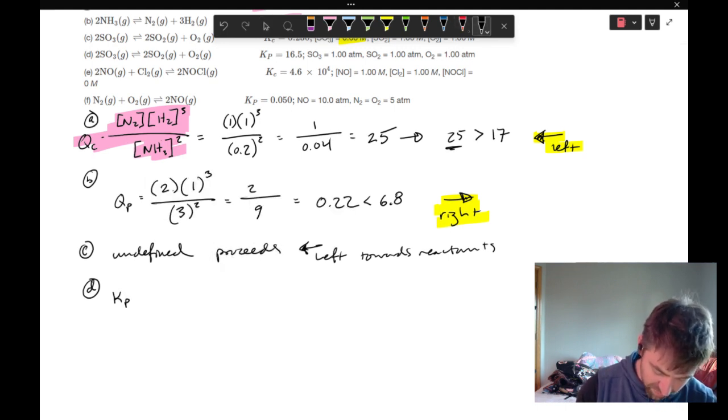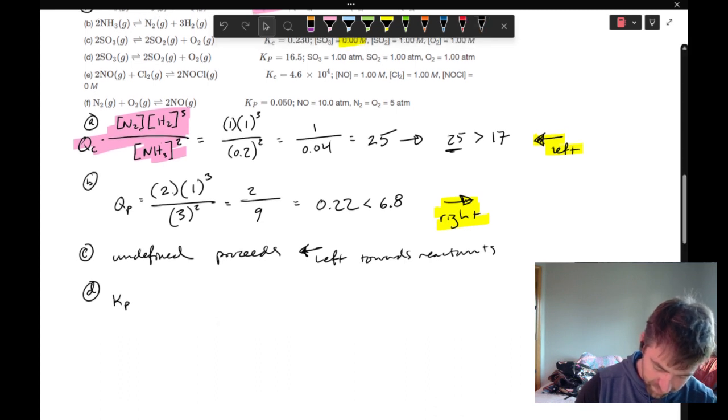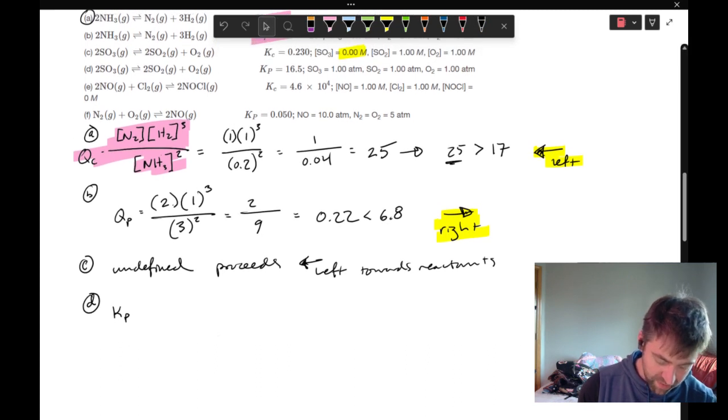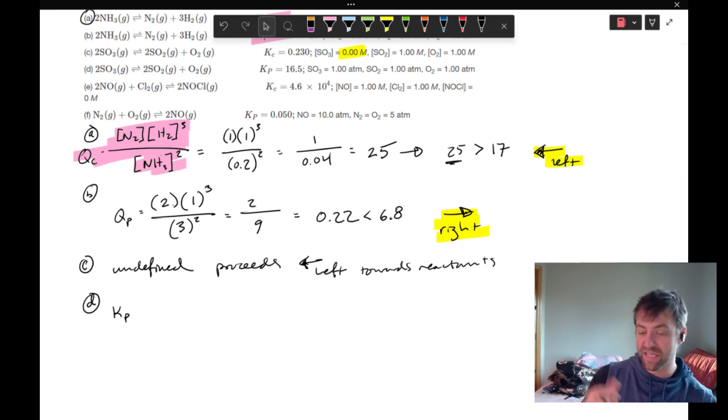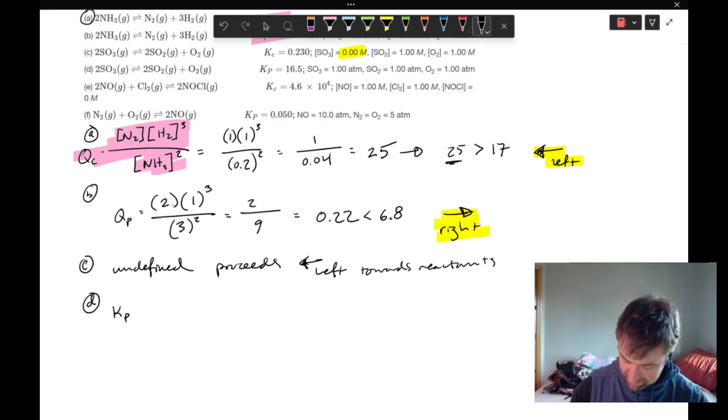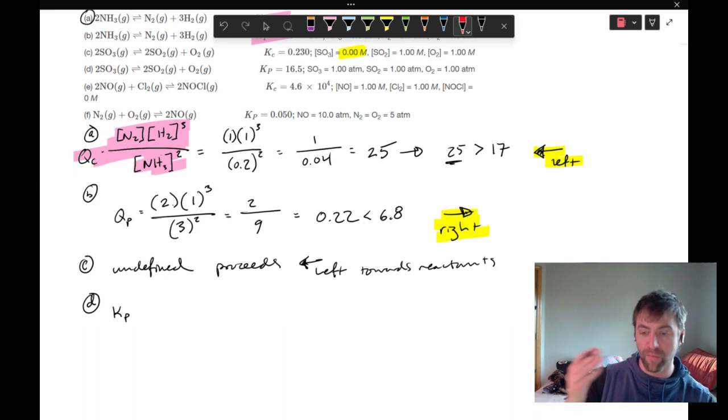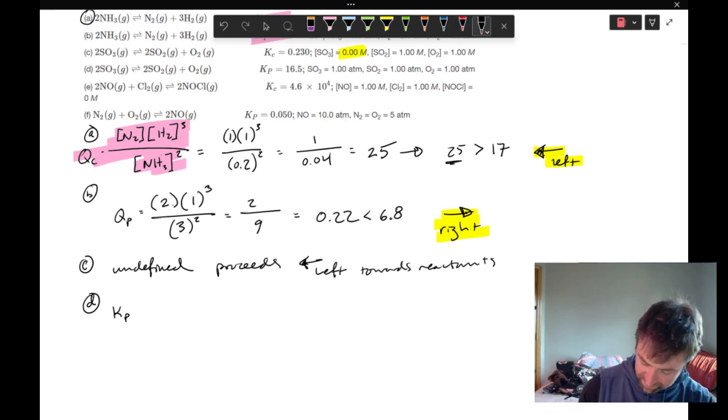So for D, we're given pressures again. And again, the partial pressure of each gas species can be used in place of its concentration, because if we think back to our ideal gas law, pressure is directly proportional to the number of moles of a gas present.